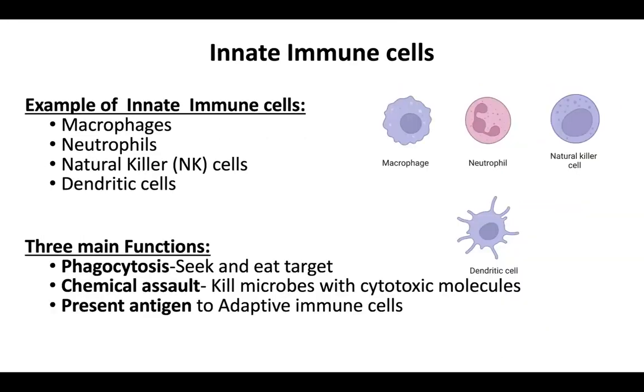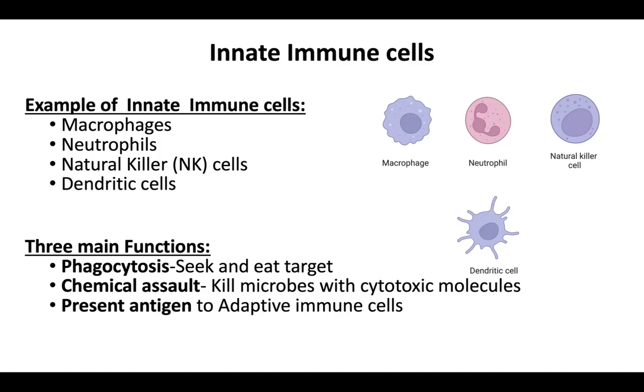So I talked about the sensors and alarms. What are the soldiers and the players that come in the innate immune system? This would be your innate immune cells. I have some examples here. You have something like macrophages or neutrophils that can do multiple things, and I'll go into details of what they do. And you have something like NK cells and dendritic cells, and these are just the names. Don't worry about that too much yet.